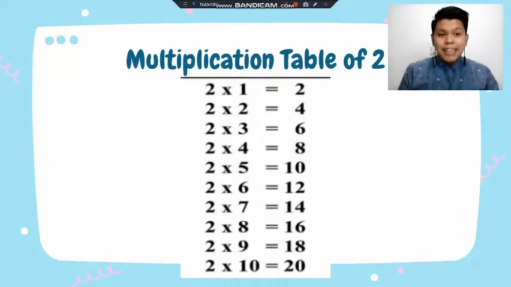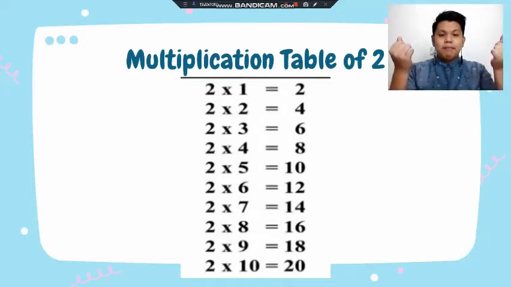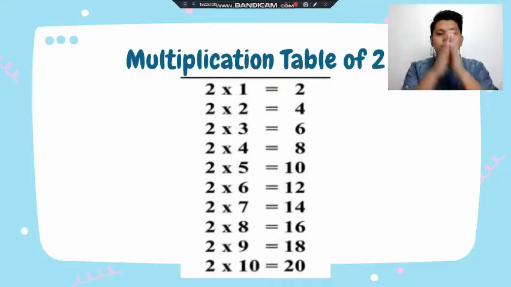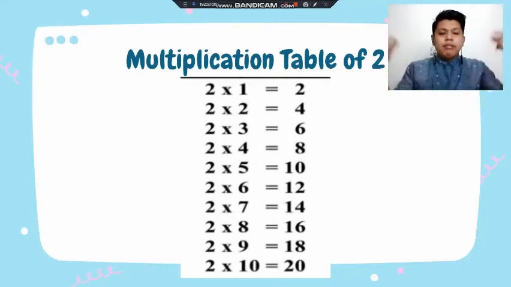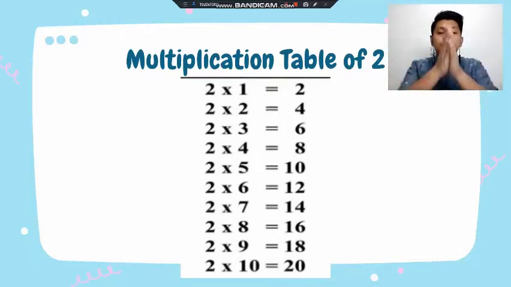Let's do the beat. Clap, tap, snap. Okay? So 2 times 1 is 2. 2 times 2, 4. 2 times 3, 6. 2 times 4, 8. 2 times 5, 10. 2 times 6, 12. 2 times 7, 14. 2 times 8, 16. 2 times 9, 18. 2 times 10, 20. One more time, a little bit faster.